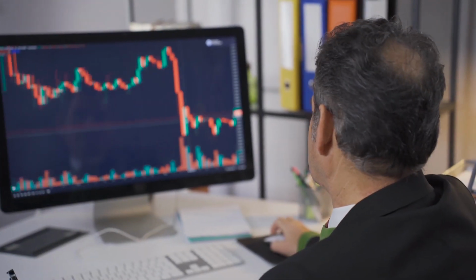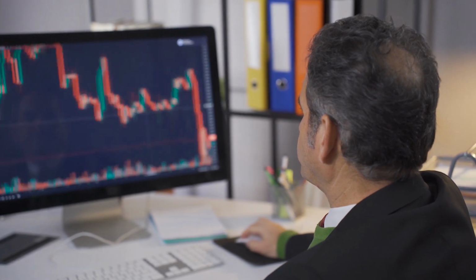Now that you have a better understanding of technical versus fundamental analysis and trade durations, go forth and conquer the market with confidence.